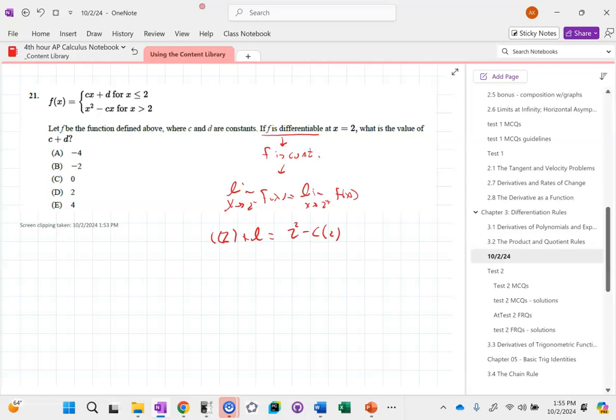That allows me to say, if I have 2c plus d equals 4 minus 2c, and I add the 2c to both sides, I have 4c plus d equals 4. So far, so good.